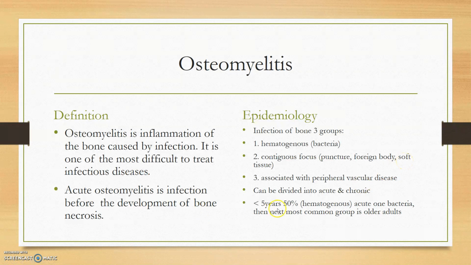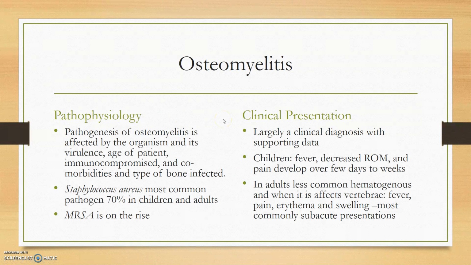Less than 5 years old, we see 50% being that bacterial seeding and one bacterium. And then the next most common group is in the older adults. The pathogenesis of osteomyelitis is affected by the organism and its virulence, the age of the patient, their immune health, if they're immunocompromised, any comorbidities that are present, and type of bone infected. So all those play into this disease.